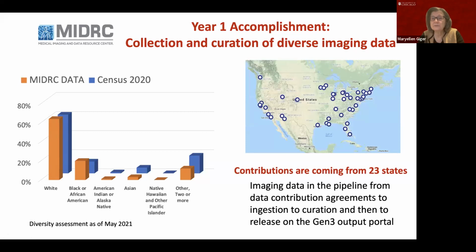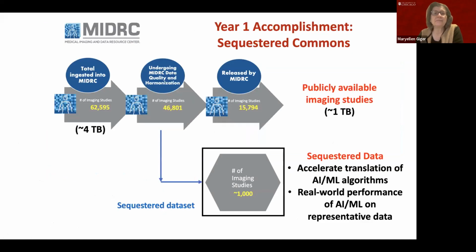Currently, we have contributions coming in from 23 states. Some of them are at the contributor agreement discussion. Some of them are at prepping the data. Some are transferring the data. Some of them have their data undergoing quality checks and then double checked at Gen3 and put on the portal. So if you're not one of those institutions from these 23 states, I invite you to join.